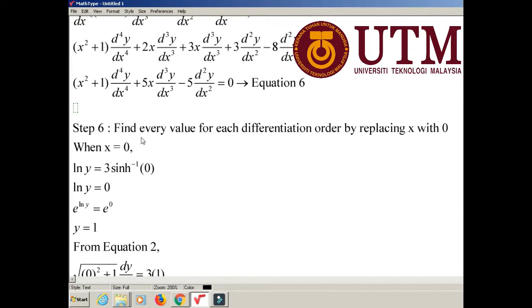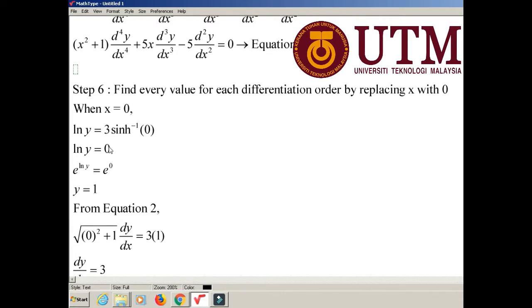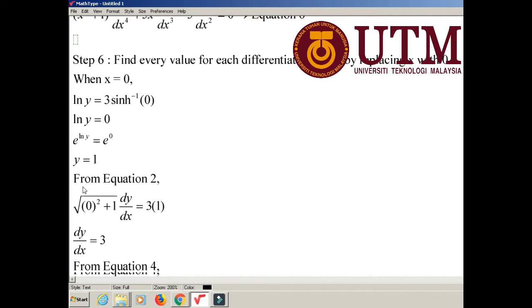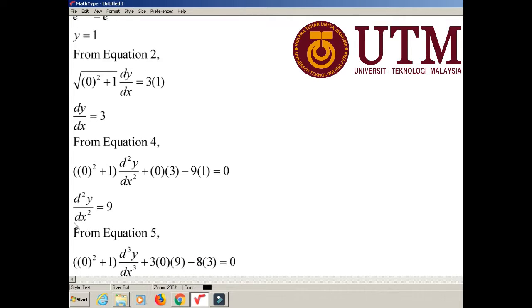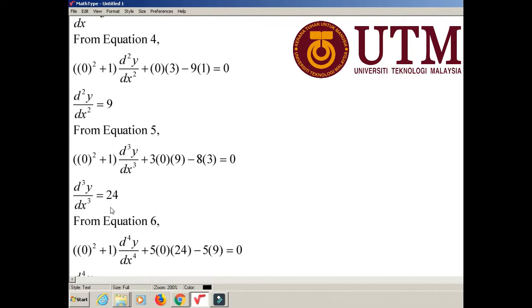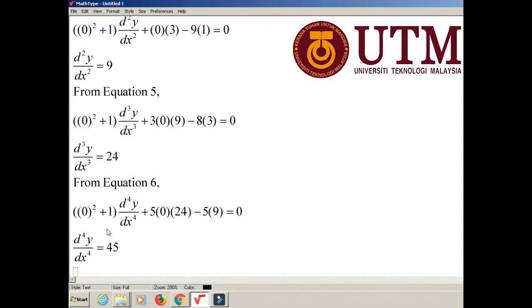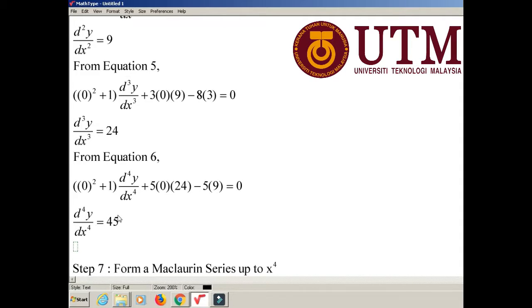So right now, we need to find each value after we replace x with 0. When x equals 0, we found that y equals 1, dy/dx equals 3. In the second order, we got 9. The third order, we got 34. And then the fourth order is 45.